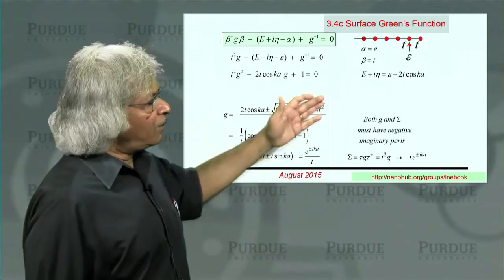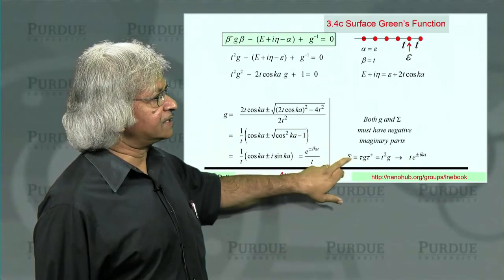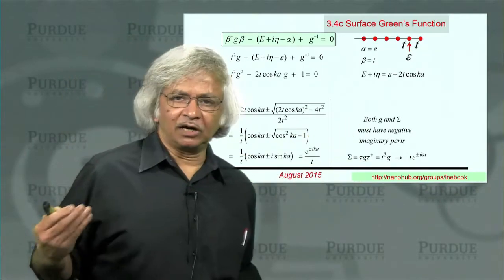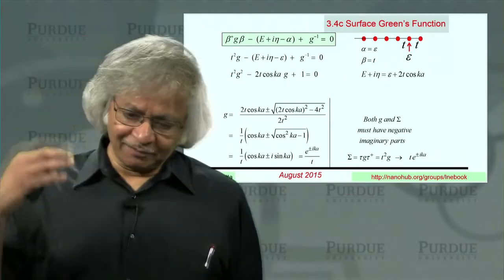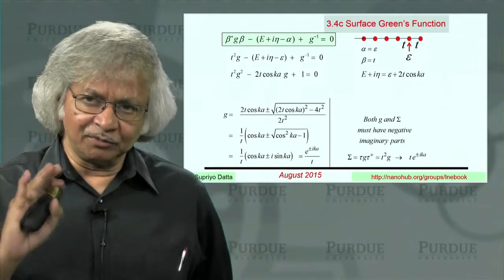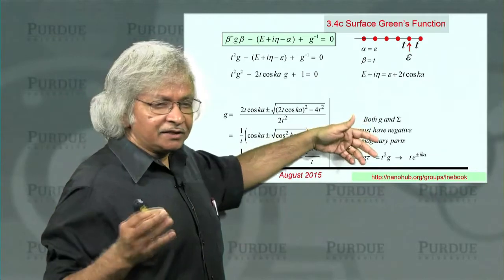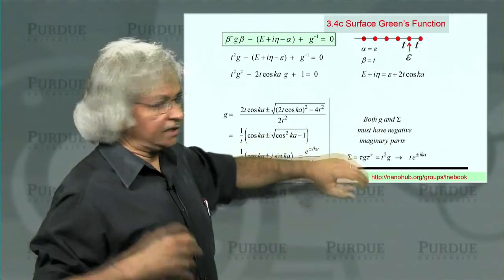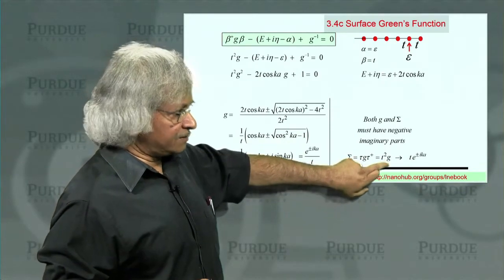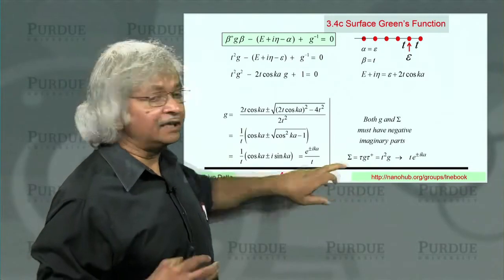Now, one point I had made in that context is that whether you look at sigma or whether you look at G, their imaginary part should be negative. Because this imaginary part of G is like the density of states, which physically needs to be positive. So I guess the negative of the imaginary part is the density of states. And so that needs to be negative here. This imaginary part of G needs to be negative. Imaginary part of sigma needs to be negative in general.